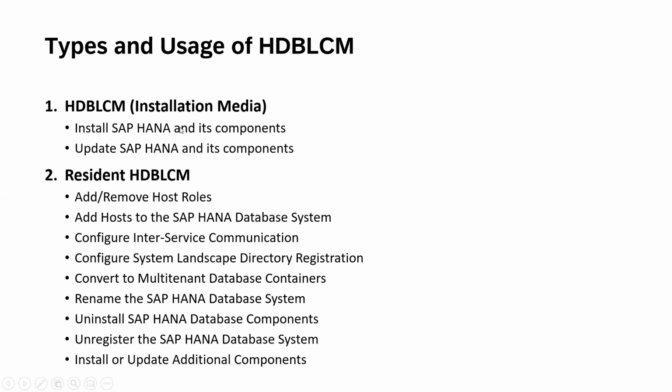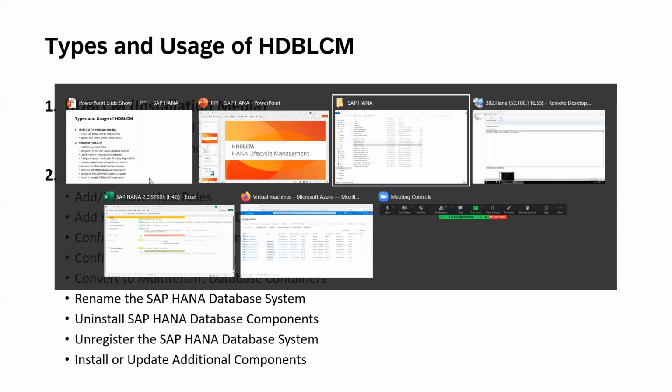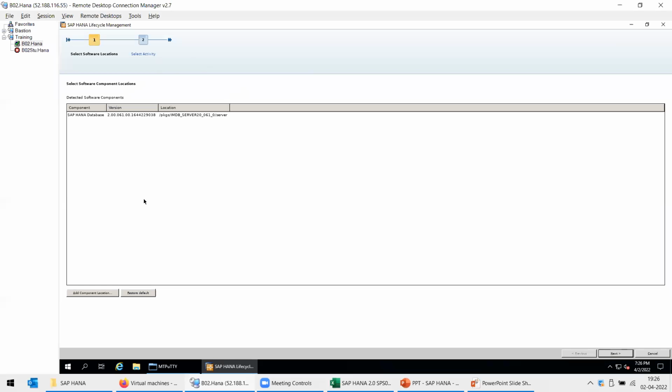One is the HDB-LCM from the installation media, and the second is the resident HDB-LCM. Now, what is from the installation media and what is the resident HDB-LCM? Let me show you. The one which you are currently running is the one from your installation media.